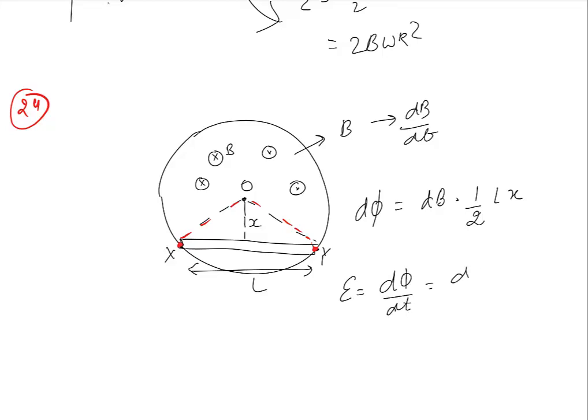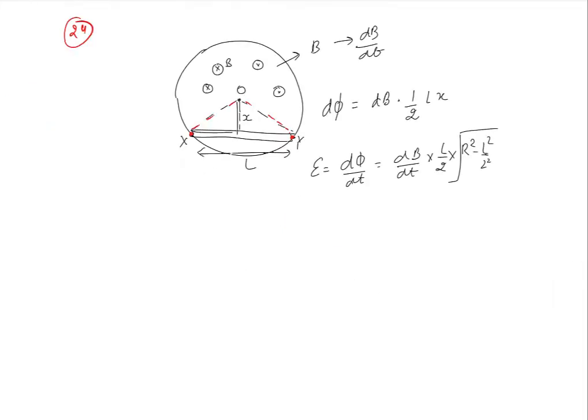So this will come out to be dB by dt into L over 2, and x is nothing but, by Pythagoras theorem, under root of r square minus L over 2 whole square. Hence option number A.